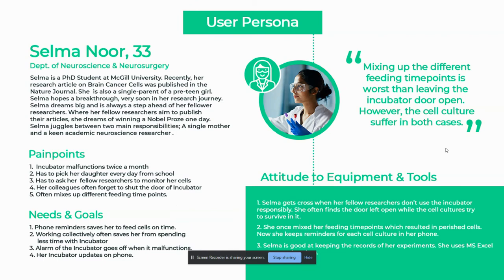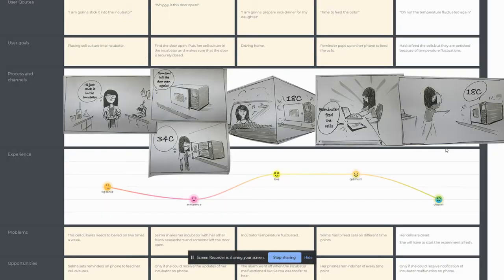experiment. This is my user persona, and these are her pain points: that her incubator malfunctions often and that she forgets to feed her cells. Her needs are that she needs reminders to feed her cells, and this is the empathy map, the user journey where she's going to place the cell culture in the incubator, but when she's off to home, the incubator malfunctions. She doesn't realize because she's not physically present in the lab. The other day, when she is off to feed the cells, she realizes that her cells are dead.